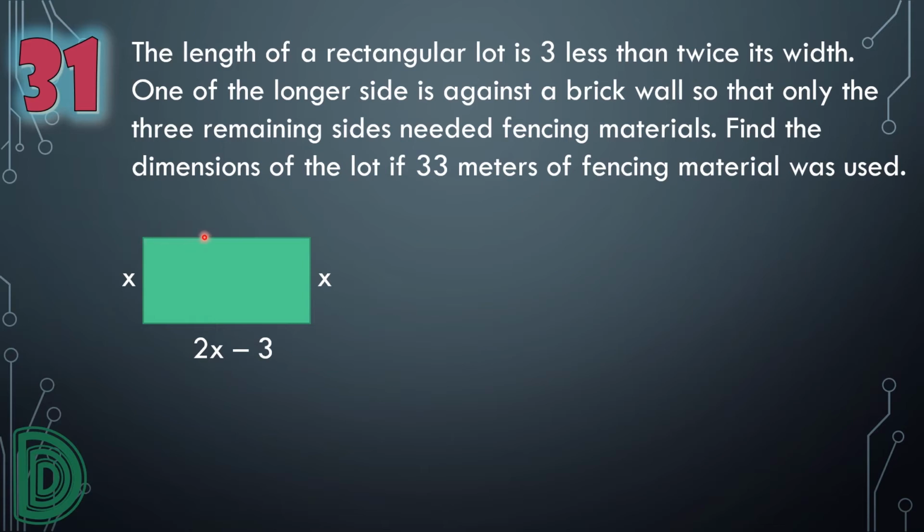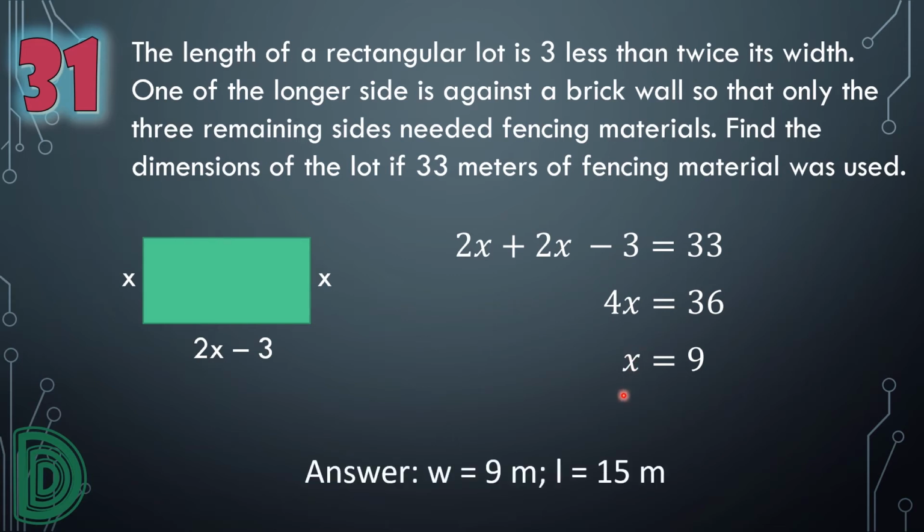Since one side of the rectangular lot does not need fencing, therefore we have x plus 2x minus 3 equals 33 meters of fencing materials. That will be 2x plus 2x minus 3. Then we have 4x equals 36. Divide both sides by 4. x equals 9. Hence, the dimensions are 9 meters for the width, and the length will be 15 meters. That is 2 times 9, 18, minus 3, 15 meters.